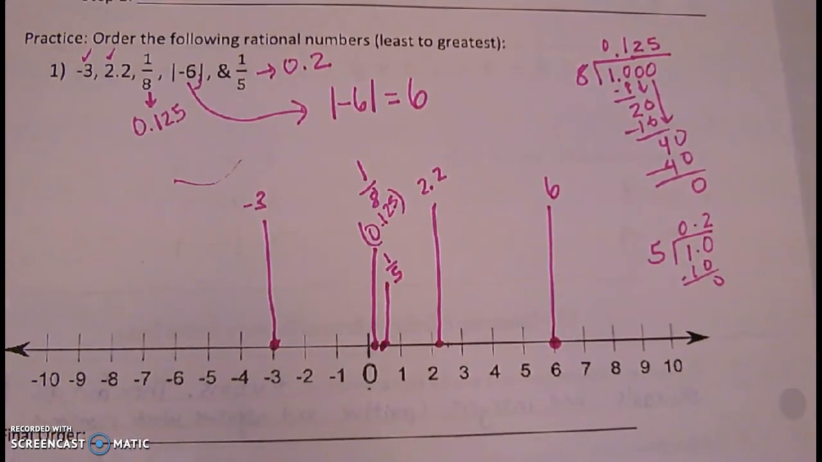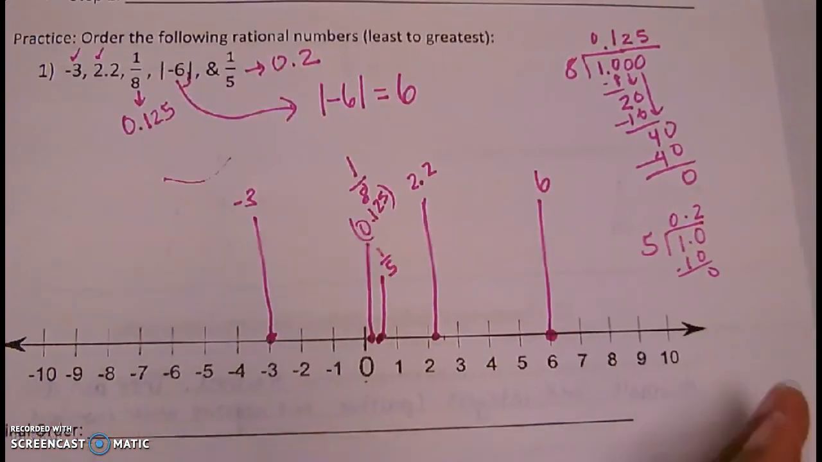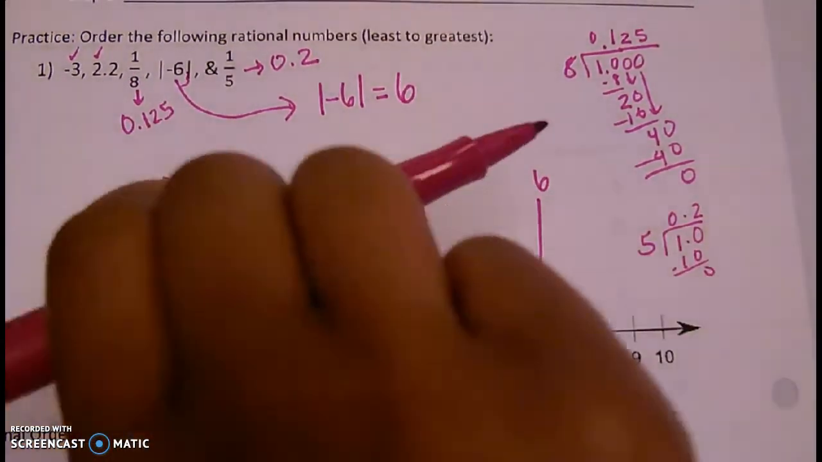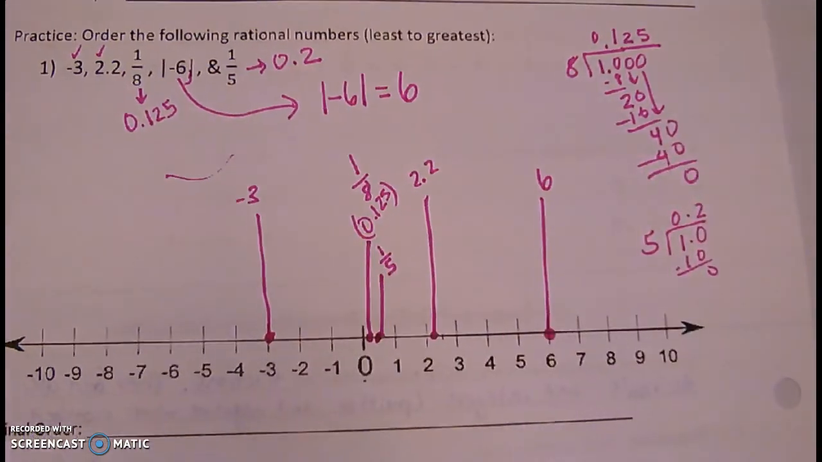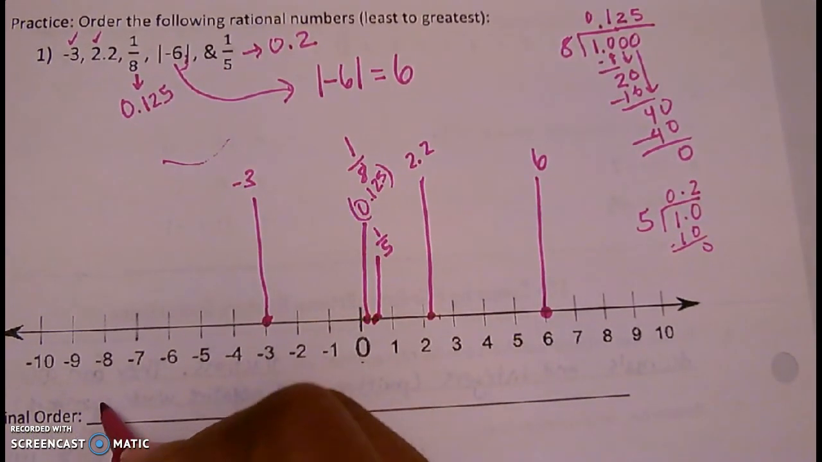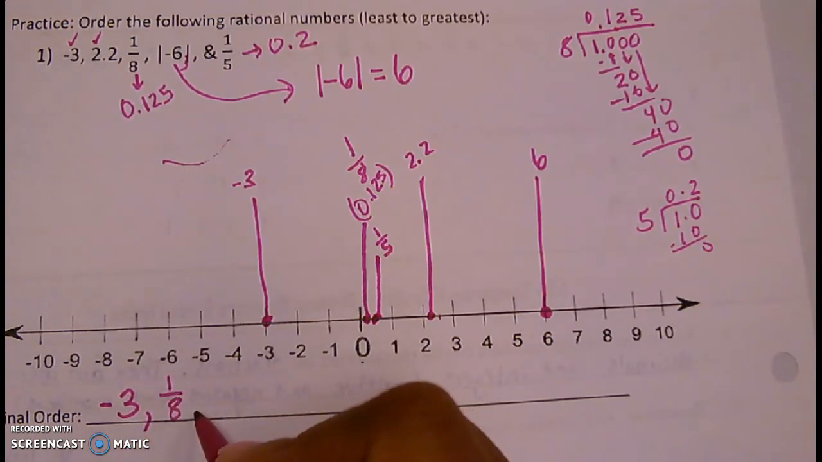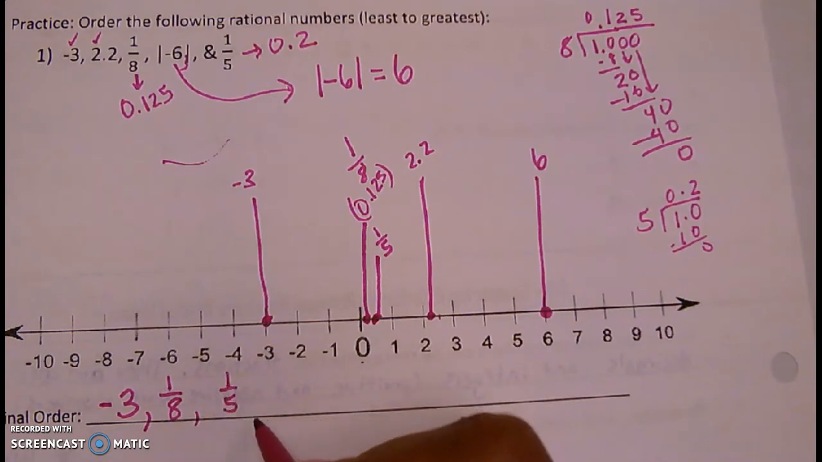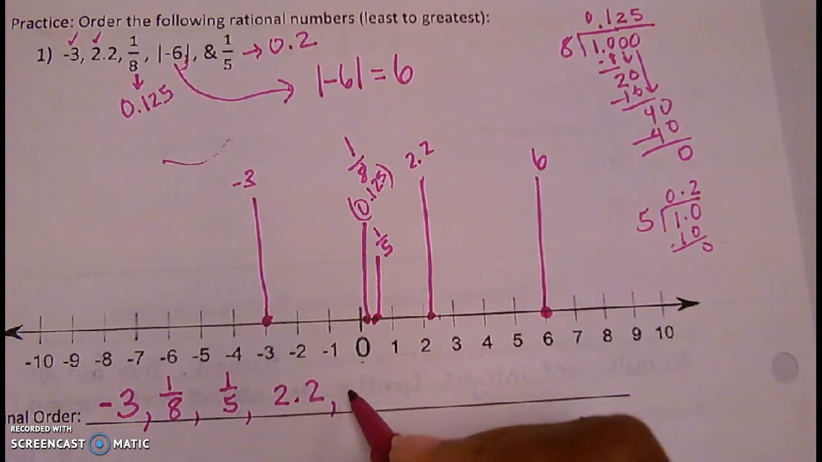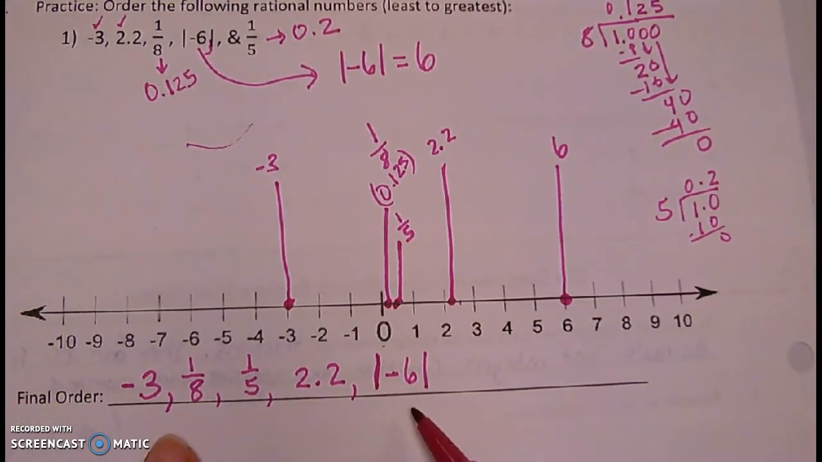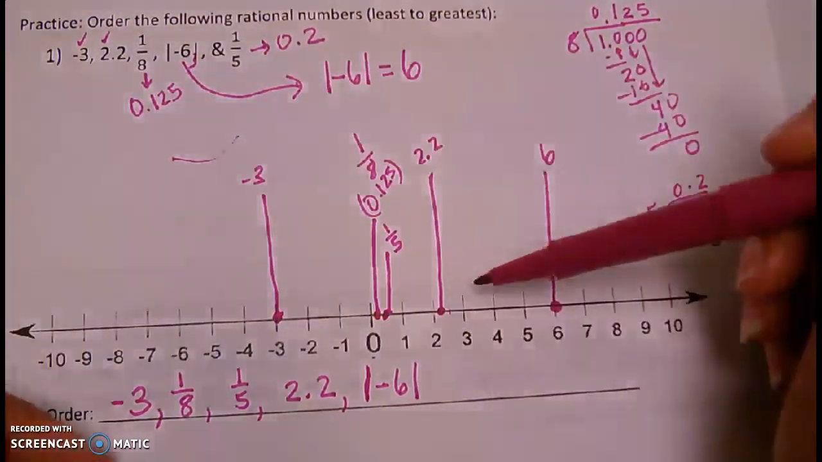Now that I've plotted everything on my number line, I can write them in order, because least is going to be on that side, going to greatest. As we go from left to right, we're going to get greater. So my final order should be -3, 1/8, 1/5, 2.2, and absolute value of -6. And as I write my final order, I'm going to keep the exact same numbers as I had up here.